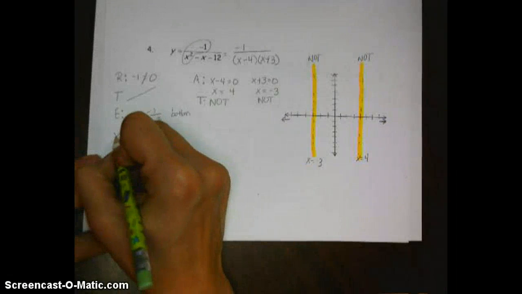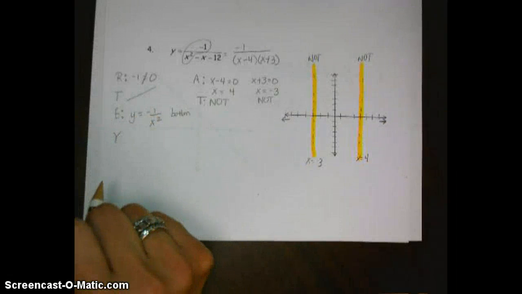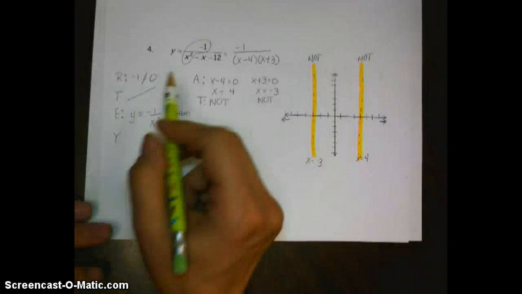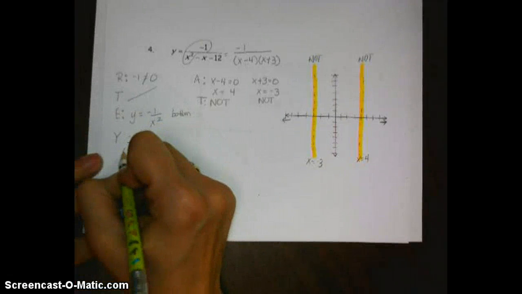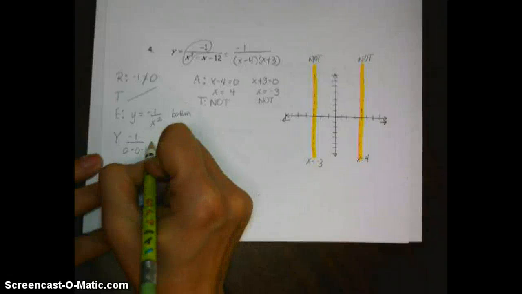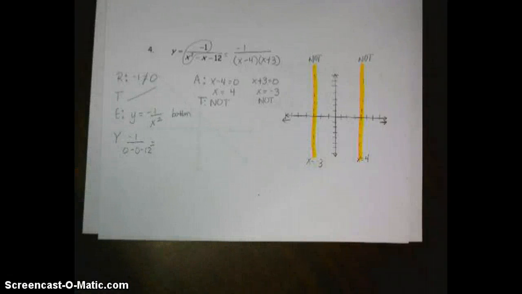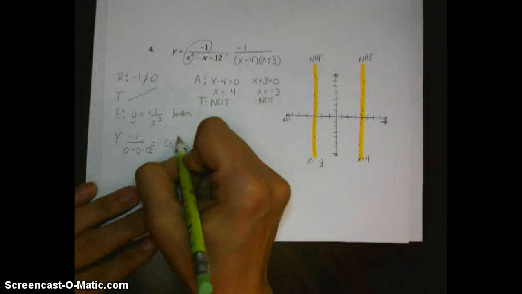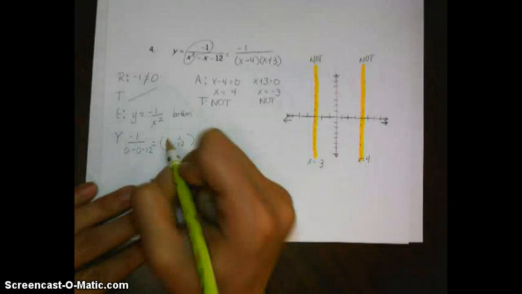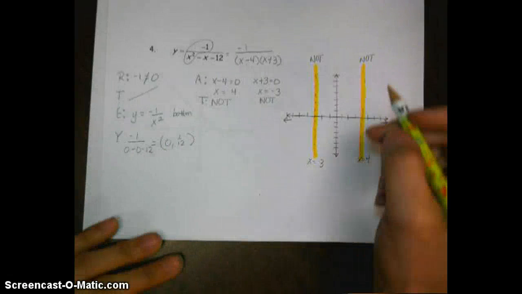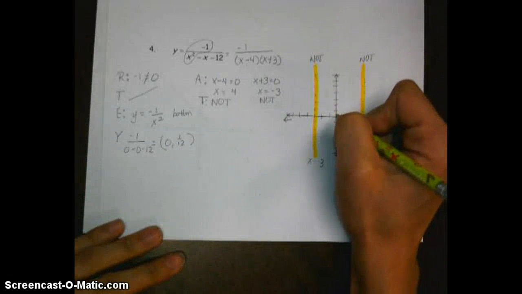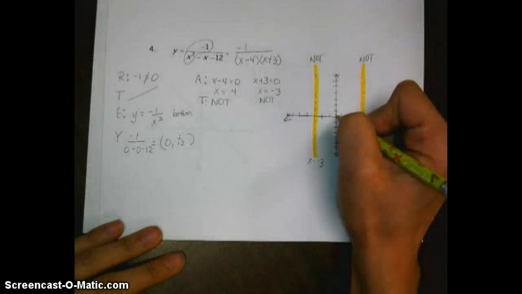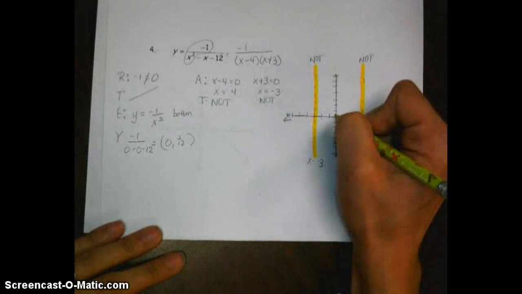The last letter in RATEY is y for y-intercept. This is when you're substituting in 0 for your x's. So 0 minus 0 minus 12. And we have a -1 on top, so this simplifies to 1/12. And we get to graph that slightly above, like so.